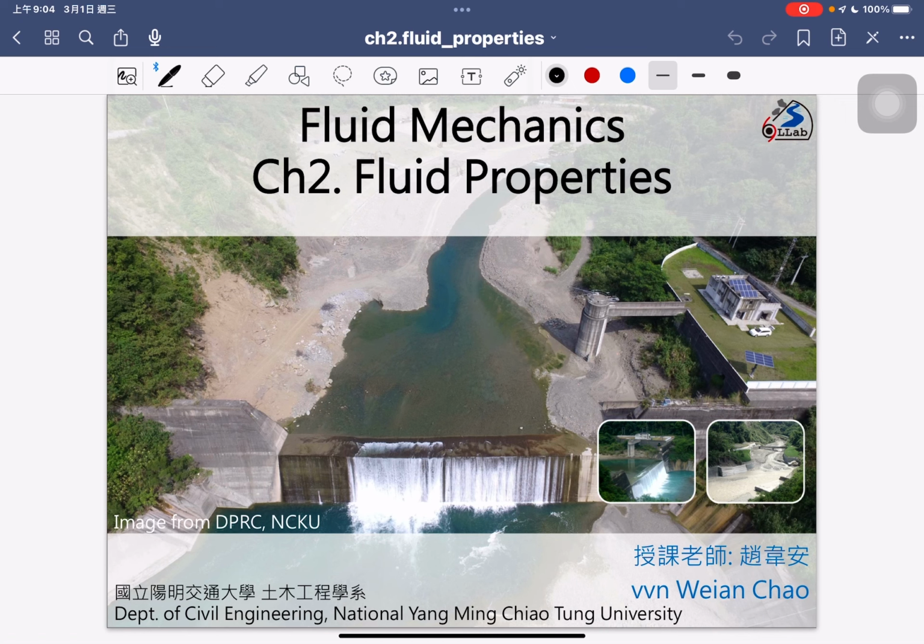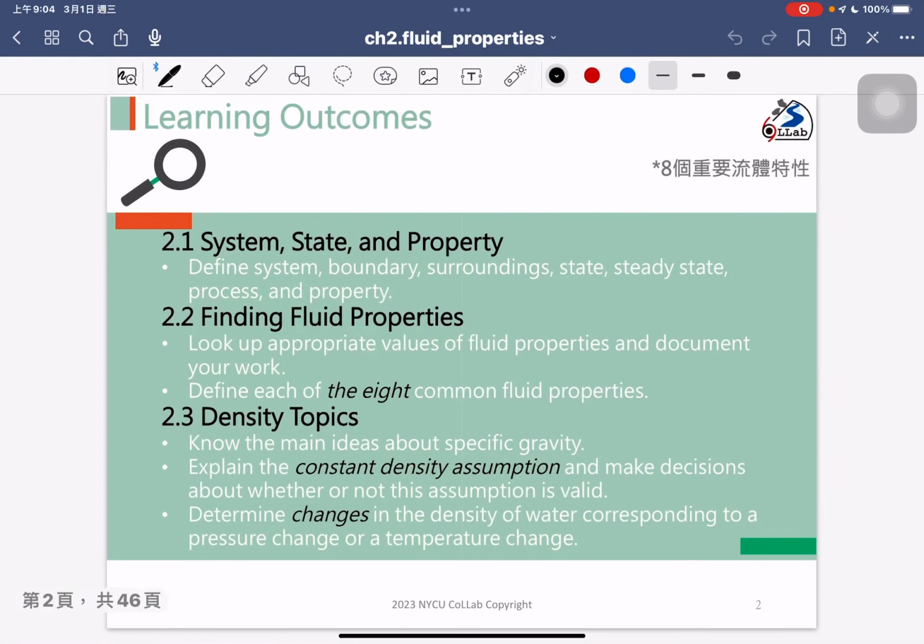As the title shows here, chapter 2 corresponds to the topic of fluid properties. And then the second slide always shows the learning outcomes in this chapter.